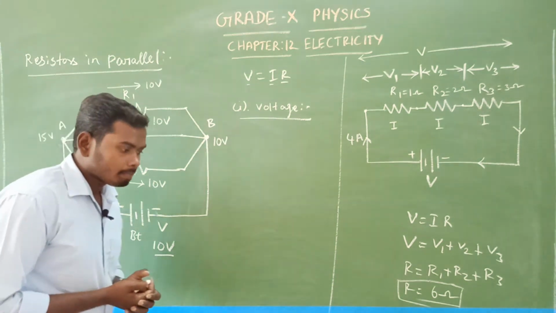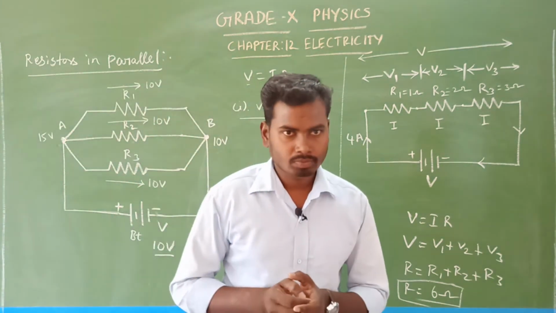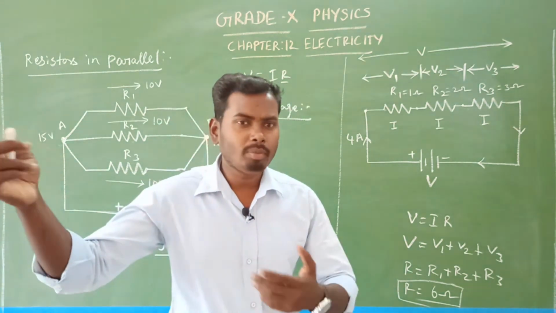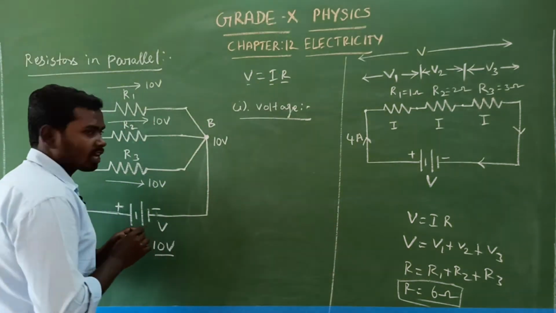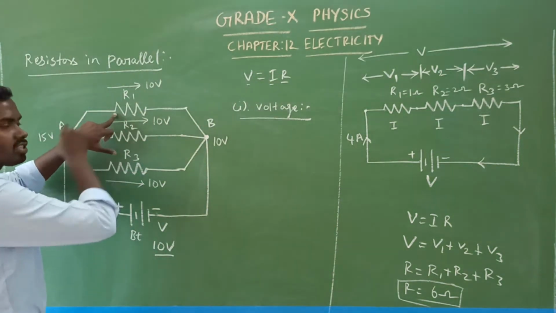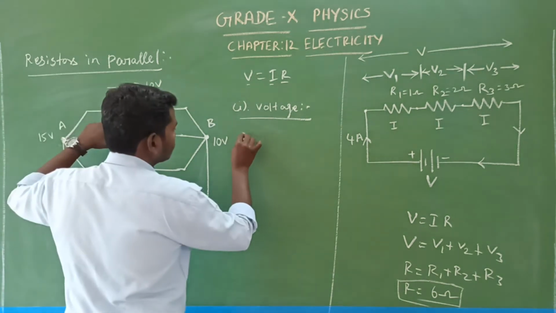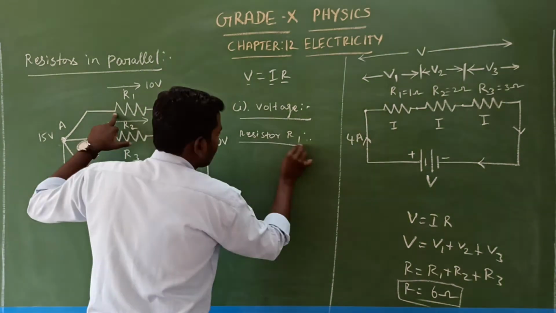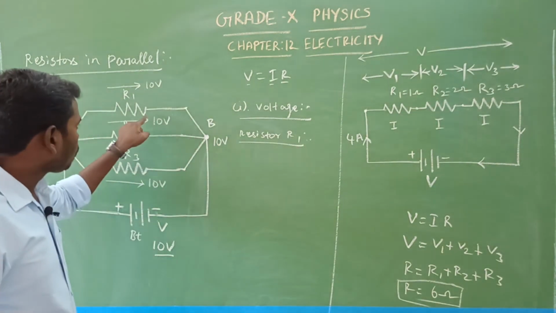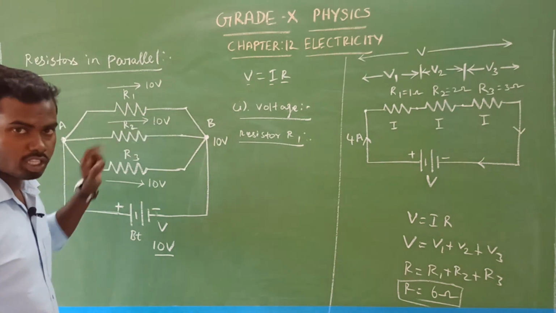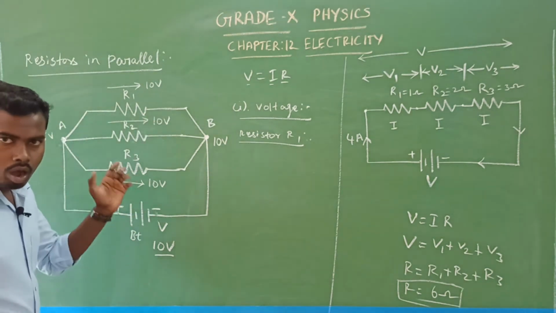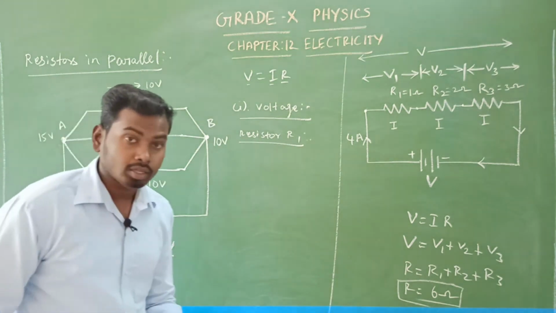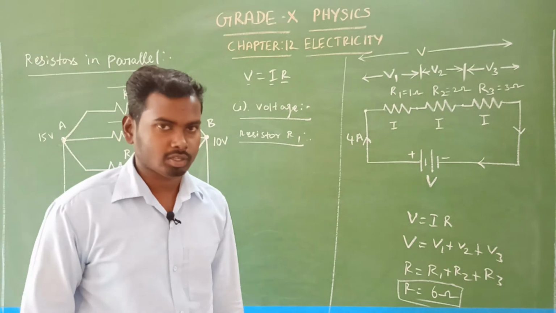Already we know potential difference means there must be two things. Am I right? The word difference means there will be two things. Yes. Now you just consider the resistor R1. Across the resistor R1, what is the potential difference? Note this point. Now we are going to prove how in parallel combination the different resistors will have the same amount of potential difference.